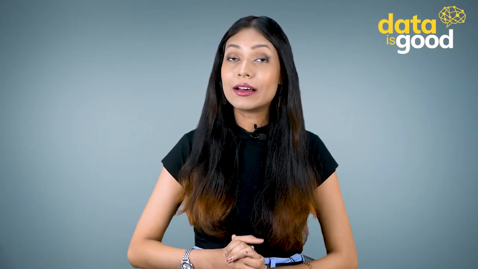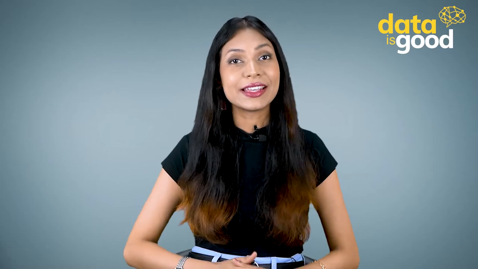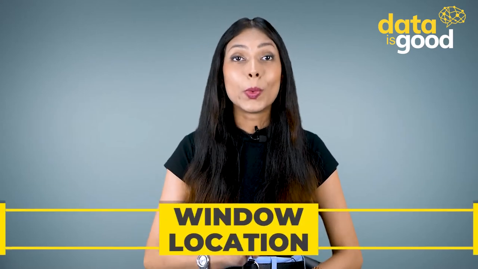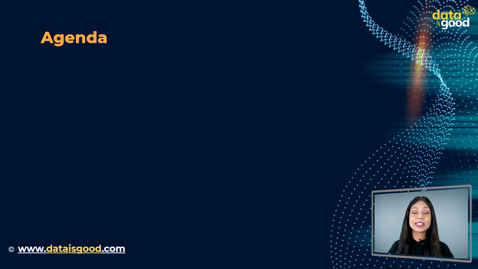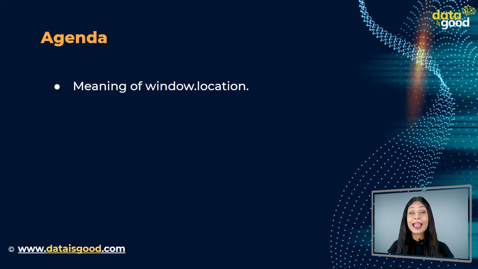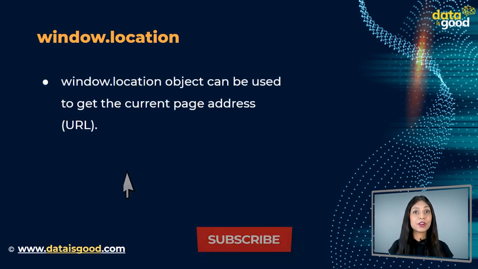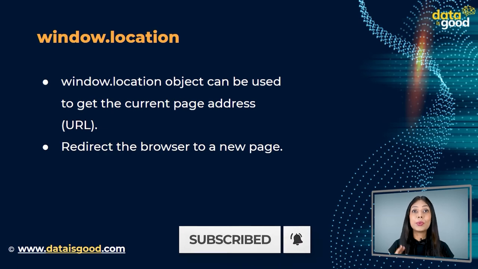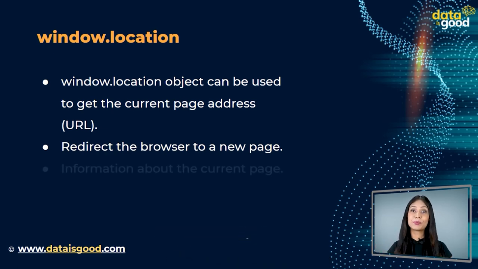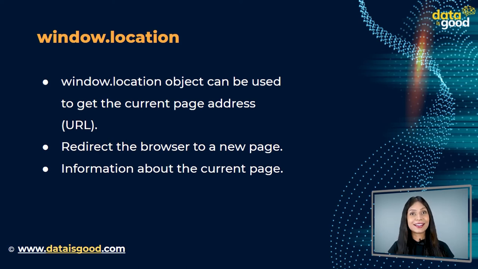As you all know, we are learning the window object. And in today's lecture, we are going to learn about window.location. So without wasting any more time, let us get started. But before that, let us see the agenda of this video. We are going to see what window.location is and its properties with examples. The window.location object can be used to get the current page address, the URL, and to redirect the browser to a new page. Now, we can get a lot of information about the current page. So, let us get started.